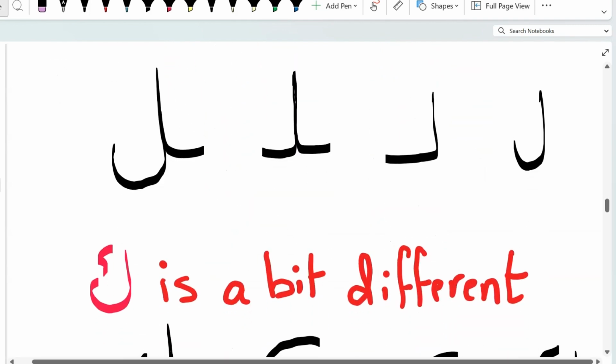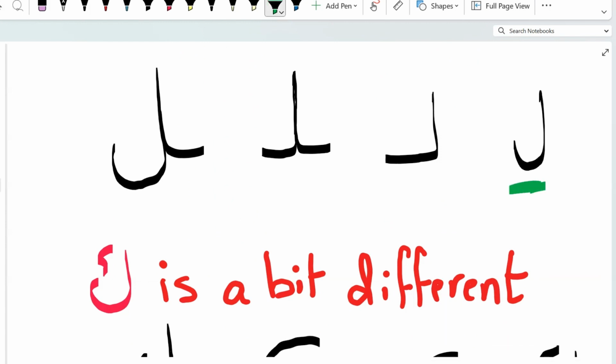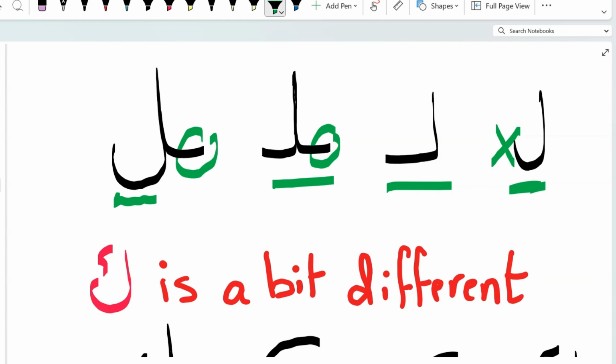Now, if you look at the lam, how to connect it in the word? You just cut off this part and attach it to the letter after it for the beginning of the word. You add this connection for the middle. It goes back to its original shape and you add this connection for the end of the word.